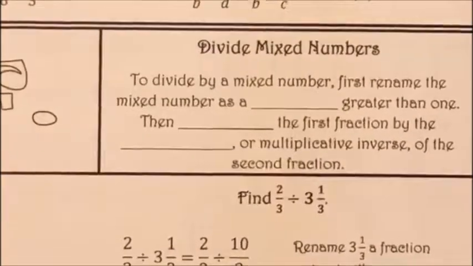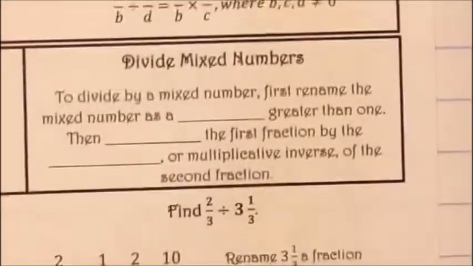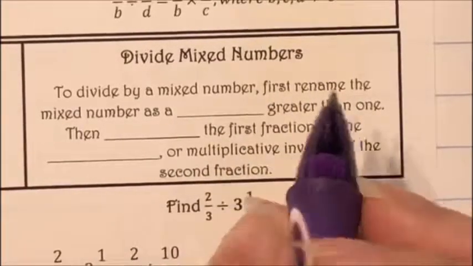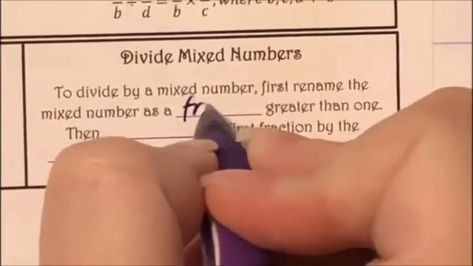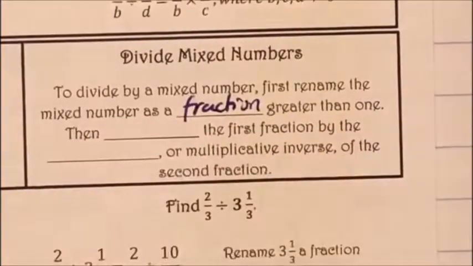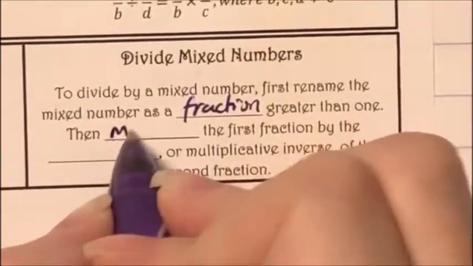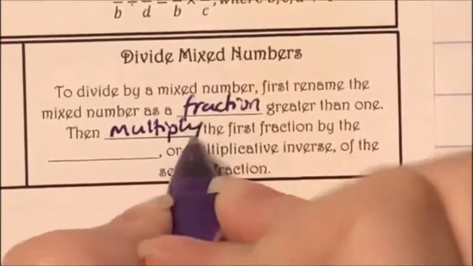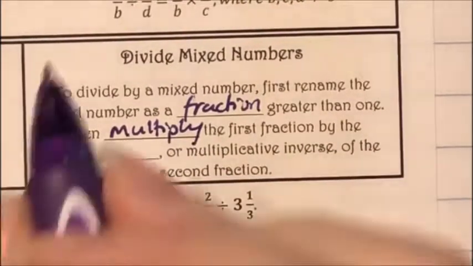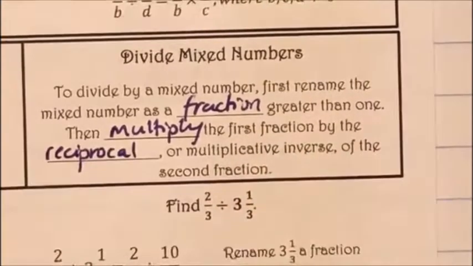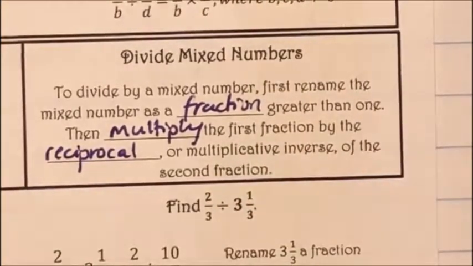In order to divide mixed numbers, okay, so to divide by a mixed number, first rename the mixed number as a fraction greater than 1. Then multiply the first fraction by the reciprocal or multiplicative inverse of the second fraction. So let's take a look at some examples.